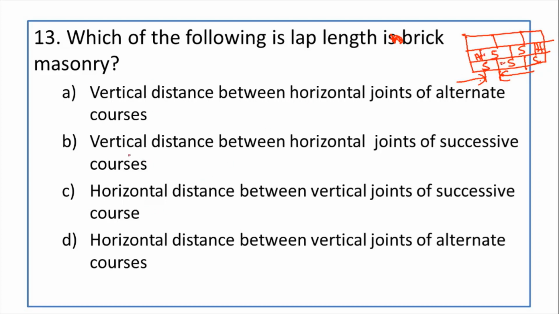So what is lap length? The horizontal distance between vertical joints of successive courses. That is the answer, as you can see here.